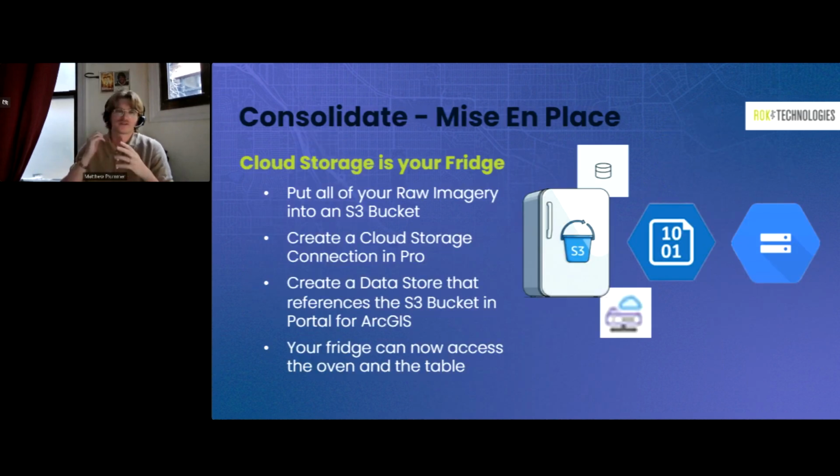To reiterate, consolidate, I'm going to mess this up, I've heard it so many times, the French term for getting all the ingredients together. Cloud storage is your fridge. Put all of your raw imagery into an S3 bucket, create the cloud storage connection in ArcGIS Pro so that your oven can talk to your fridge, create the data store that references the S3 bucket in Portal for ArcGIS, so your table can talk to your fridge and get ingredients from there. Your fridge can now access the oven and the table. You are linking up your kitchen and making sure those ingredients can flow throughout the kitchen.